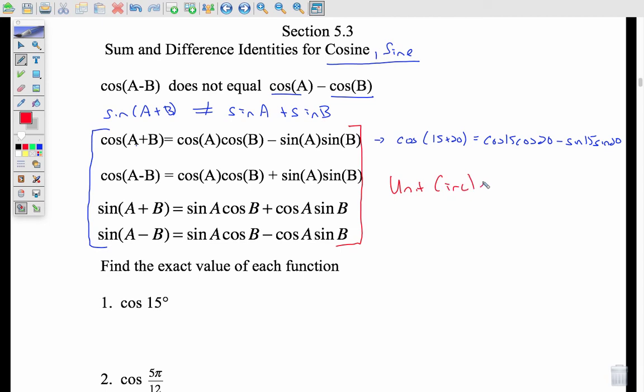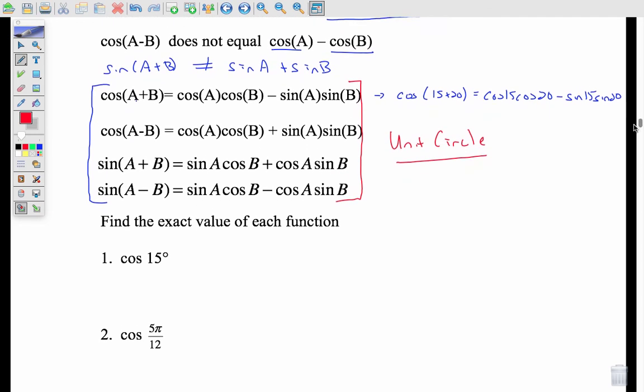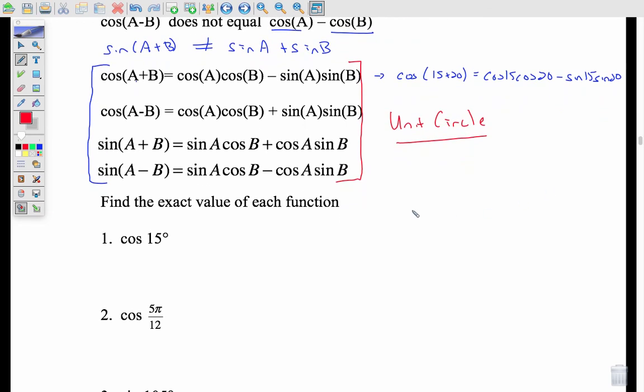But along with these four identities, we'll also need to know the values off of our unit circle. It might not be a bad idea for you to go ahead and get that out right now, because we will use that quite a bit here for our identities for sine and cosine, and also our next couple of days for tangent moving forward. So the unit circle does come back into play here. Hopefully you have that handy. So we'll jump right into some examples that are going to illustrate our sum and difference formulas.